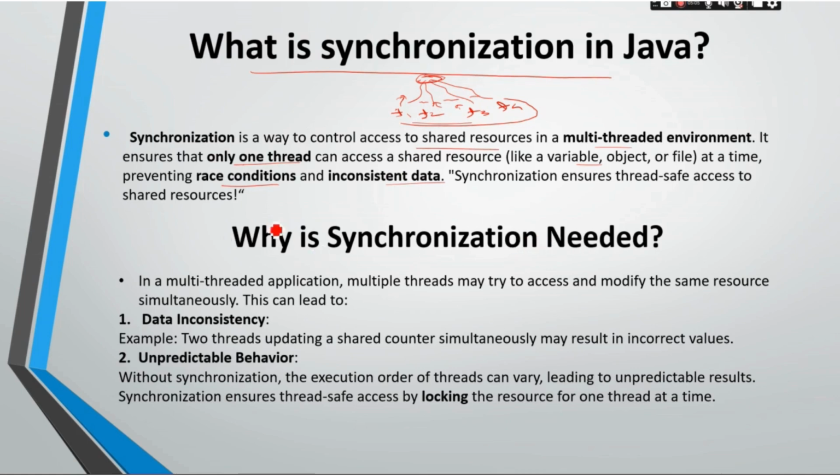So why do we need it? As I have explained earlier, it is the data inconsistency problem and unpredictable behavior. What is data inconsistency? Suppose two threads are updating a shared counter or shared bank balance simultaneously. It may result in incorrect values, correct? As for unpredictable behavior, without synchronization the execution order of the threads can vary, leading to unpredictable results. I'll show you that in a real-time coding example in the Eclipse IDE, so that you get much more clarity on how the unpredictable behavior and data inconsistency arise.